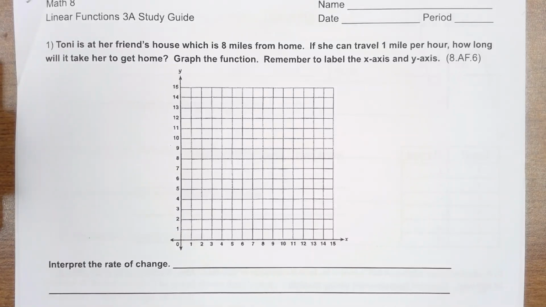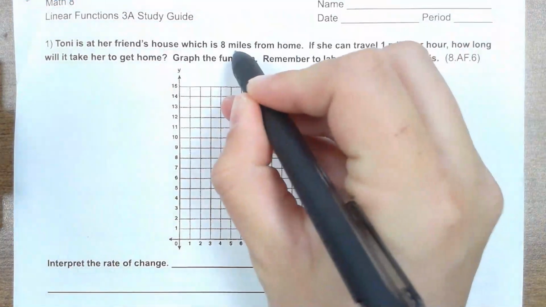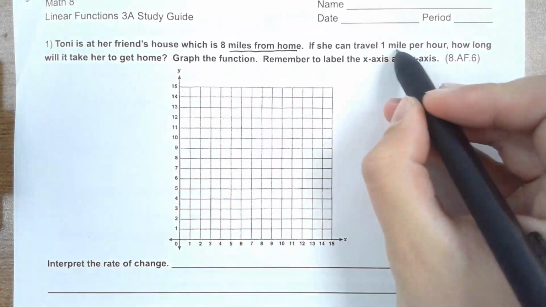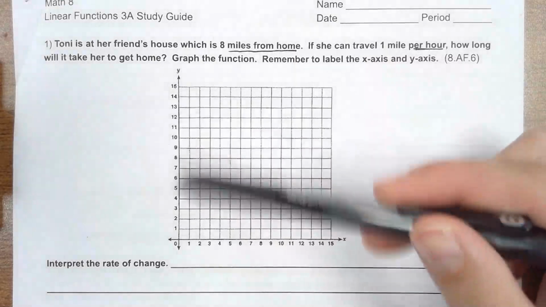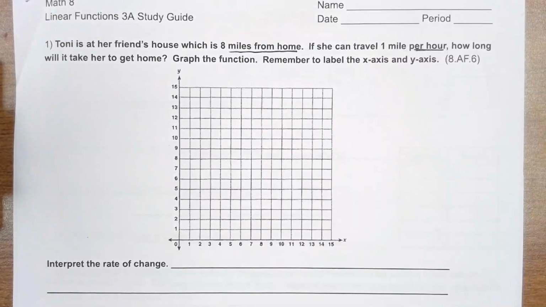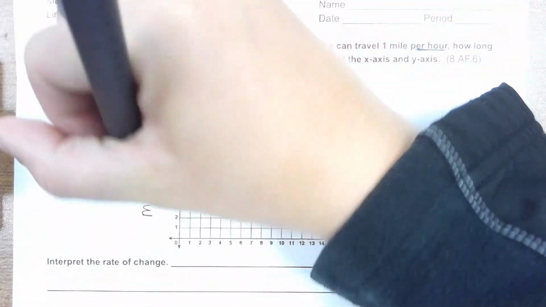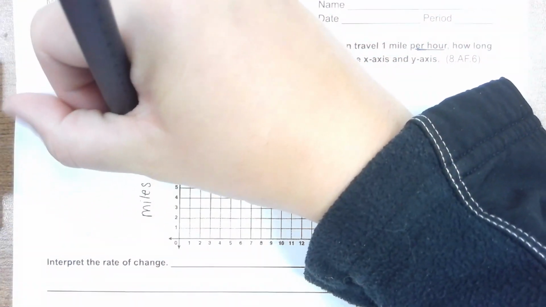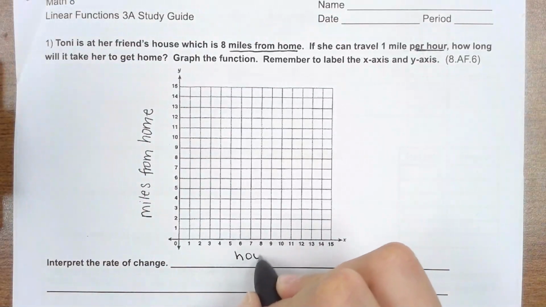Okay, so let's label our x and y axis first to know how to graph this. Looking at our labels here, we have the miles from home, and we're talking about the miles from home per hour. So our miles are going to depend on the hour, so that means that our miles from home is going to be our y-axis, and hours would be our x-axis.